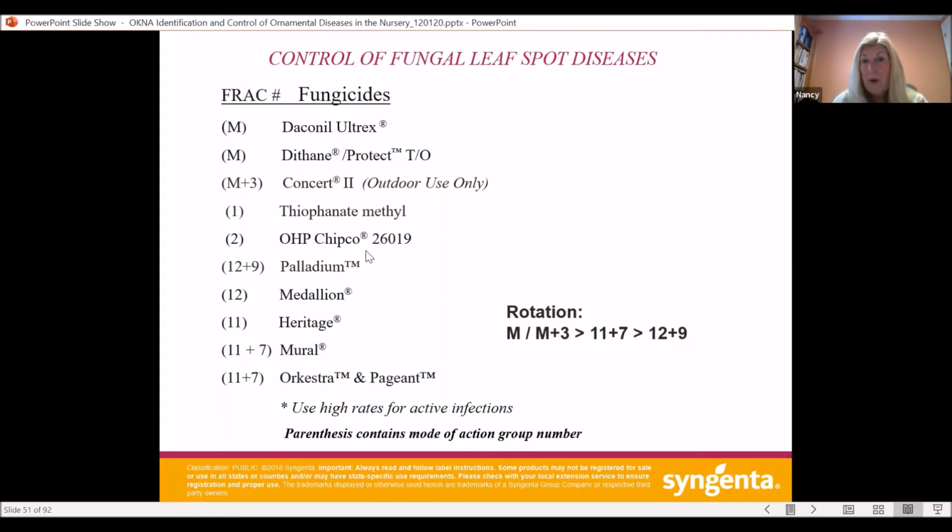You've got iprodione in Chipco, also a great leaf spot fungicide. Palladium, you saw the list there. Medallion, which is also in Palladium, so you would choose one of them, you wouldn't use both. And then again, your 7-11 group provides really strong control. So again, nice rotation. They're kind of moving through your FRAC groups. Again, try a 14 to 21 day interval.